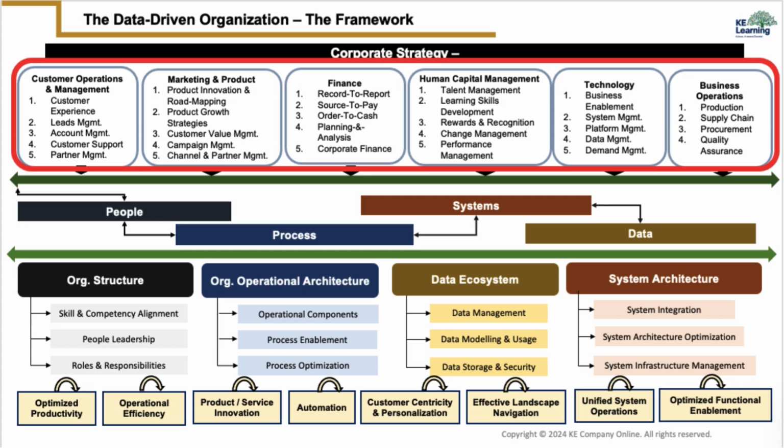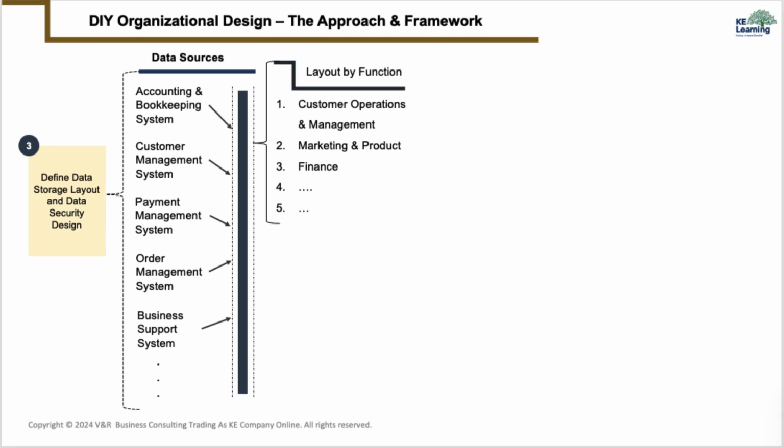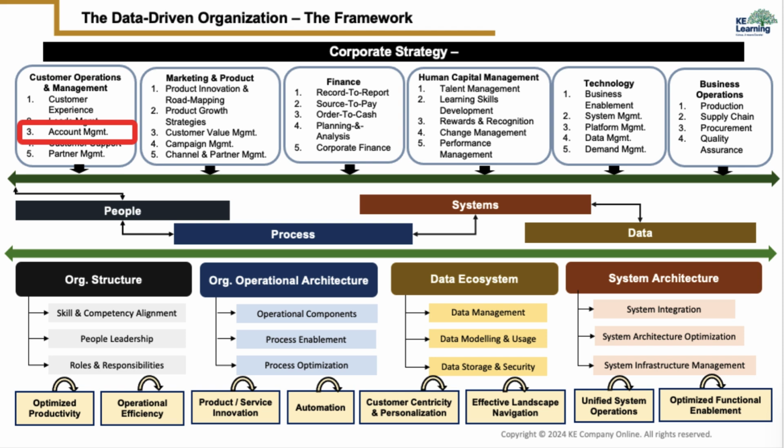So each function within the organization, be it customer operations and management, human capital management, or finance, as long as it's a function that exists within that organization, it will have its own data storage pod, where every piece of data related to that function is stored and updated as needed. Using this data storage layout approach means that within a particular function's data pod, there will be smaller data pods that relate to each of that function's subfunctions.